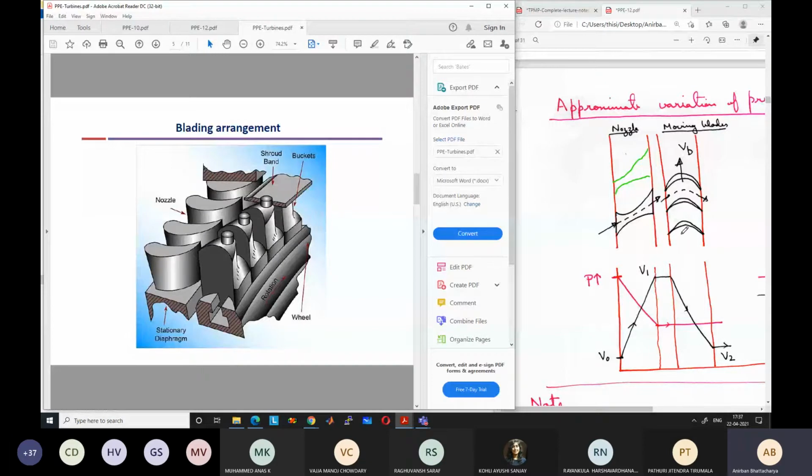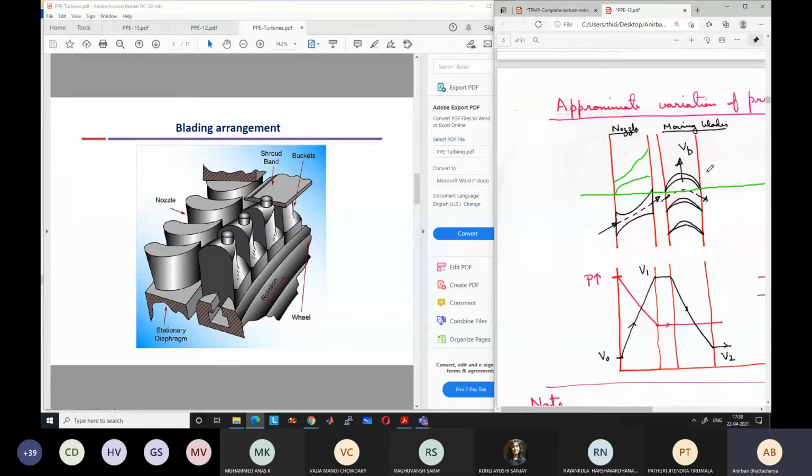The axis of rotation, or the shaft, is in this direction. This will be the axial direction, and this will be the tangential or rotating direction, which we call the wheel direction, with the wheel component of velocity, which we will come to. The axis will be like this, along the x direction of the paper. So the flow is occurring like this.